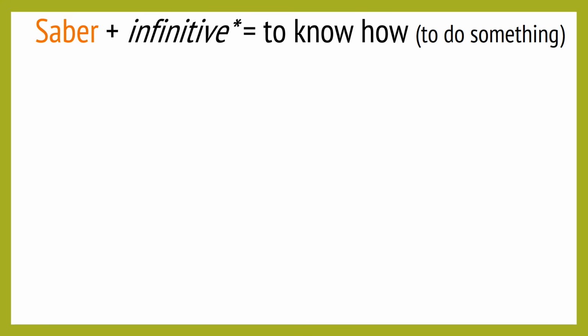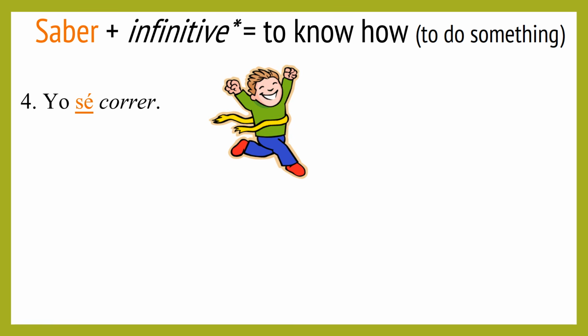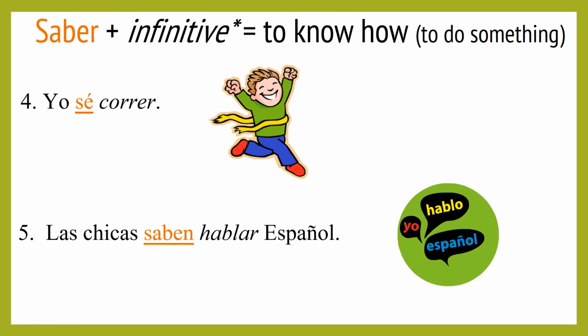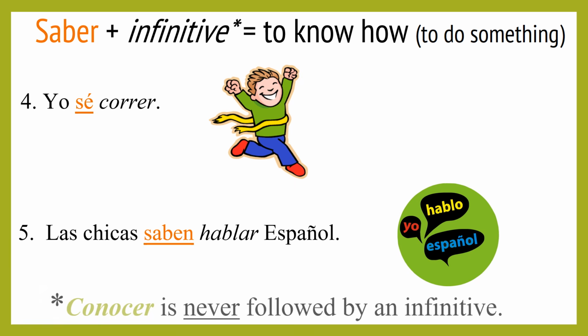Saber plus infinitive means that you know how to do something. For example, yo sé correr. Las chicas saben hablar español. Notice that after the word saber, the verbs are not conjugated. They are left in the infinitive, correr and hablar. Conocer is never followed by an infinitive.